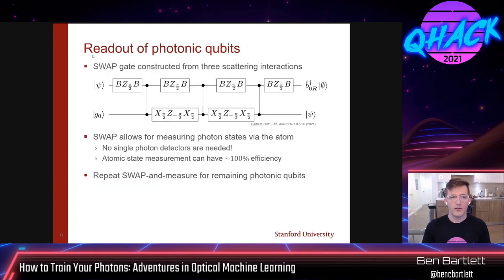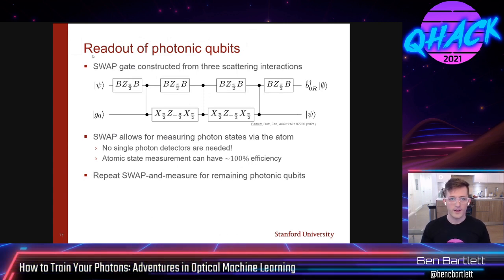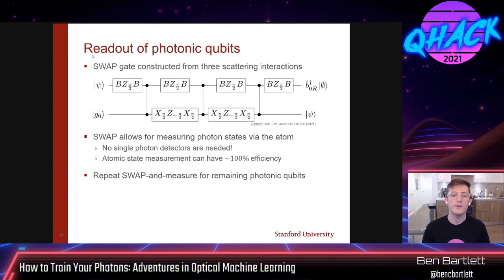So we can do our arbitrary quantum programs, but then at the end of the day, we want to read out the quantum state to get our classical bit string. You can do this using only atomic measurements too, because you can construct a swap gate between the photon and the atom using a sequence of 3 scattering interactions. And what this does is this allows you to measure the states of the photons using the atom as a proxy. So you don't need any single photon detection here.